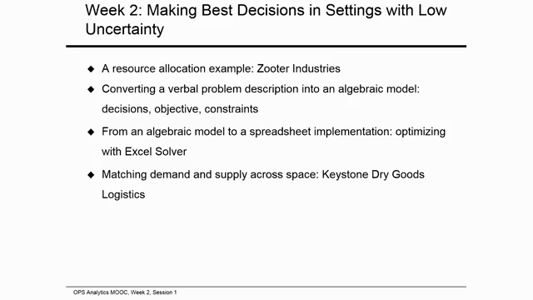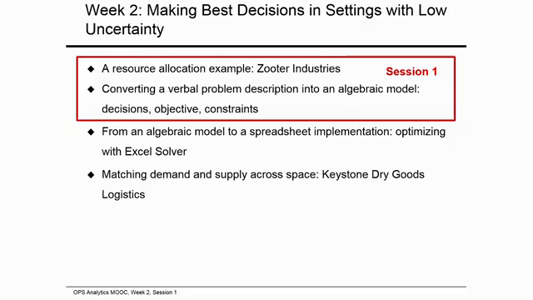In week 2, we will look at how to identify the best decisions in settings with low uncertainty. We'll have 3 class sessions in week 2. In the first session, we'll look at an example of a resource allocation problem faced by a manufacturing company. Our focus will be on describing this problem in terms of decisions the company must make, the objective it wants to achieve, and the constraints it faces. We'll build an analytics model that expresses this problem using formulas that will help us later to conduct a spreadsheet-based search for the best decision.